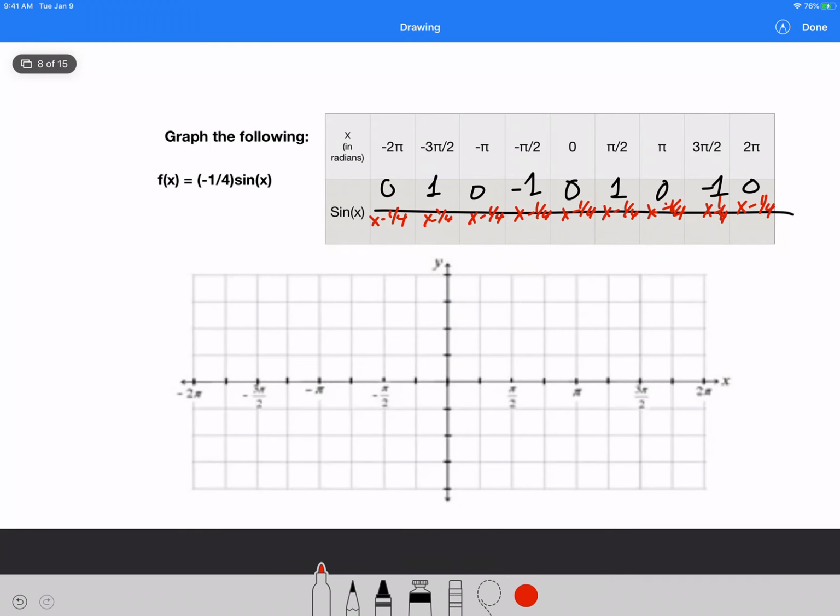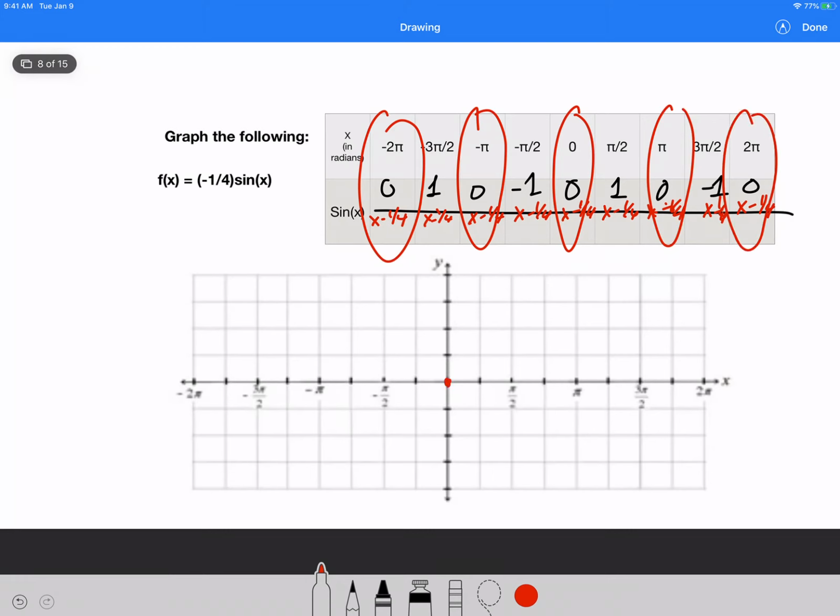Okay, again, the zeros stay consistent. 0 here, here, here, there, and there. Now, negative pi over 2 is going to become negative 1 times negative 1 over 4. So that's positive 1 over 4, negative 1 over 4, negative 1 over 4, and then positive 1 over 4.